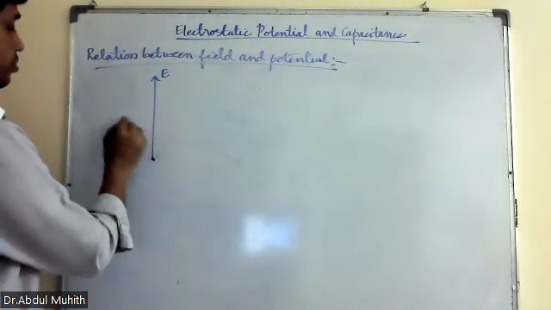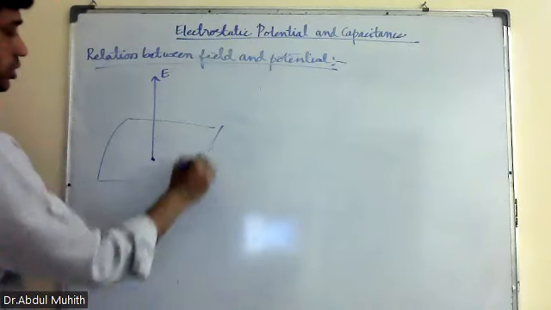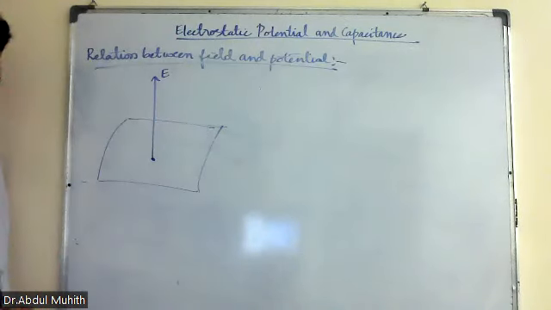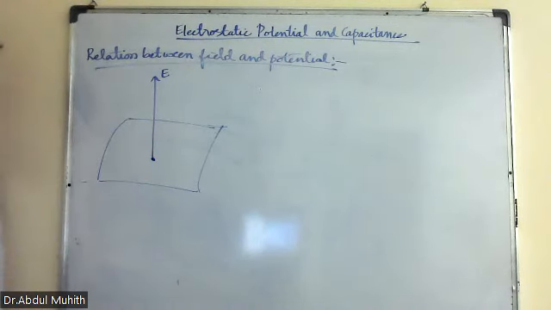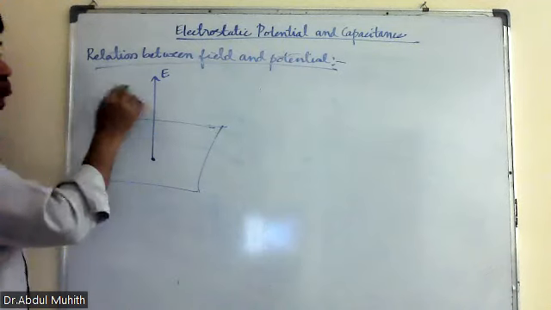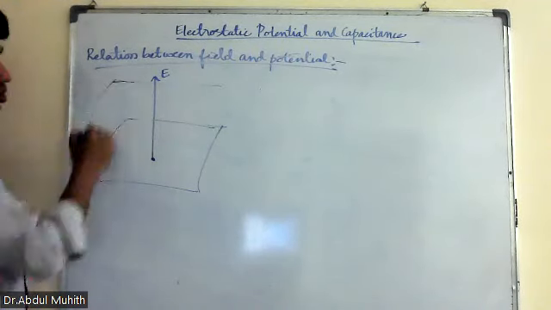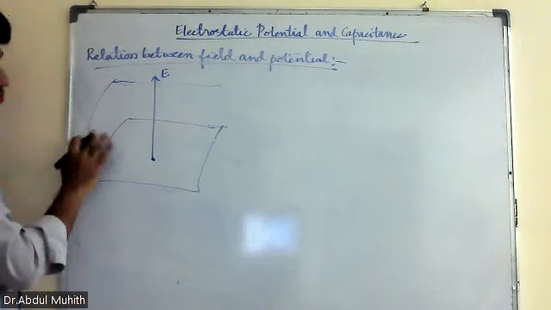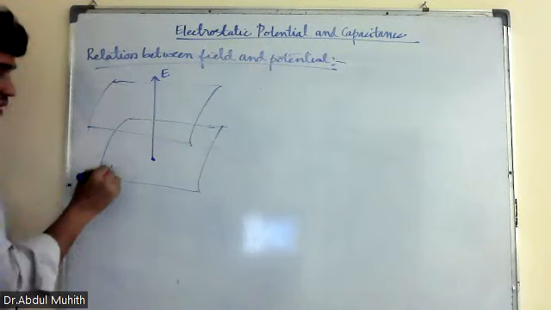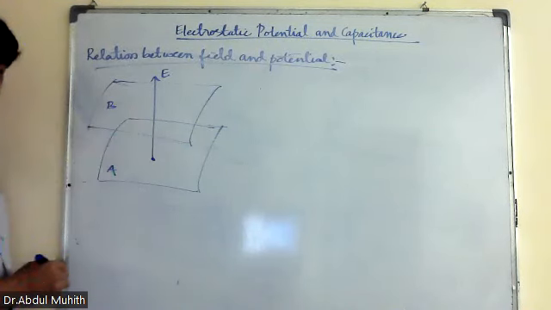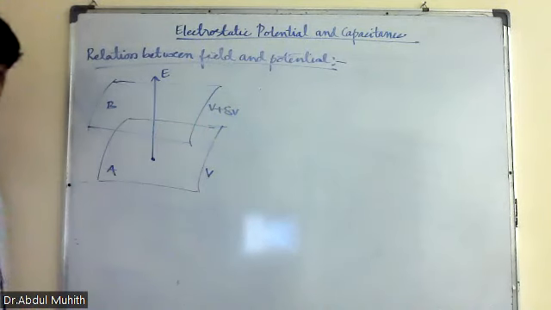This is the equipotential surface because it is a part of a sphere. This one is a part of a sphere. Now there is one more equipotential surface like this. This is A, this is B. This is V, and this is V plus delta V.